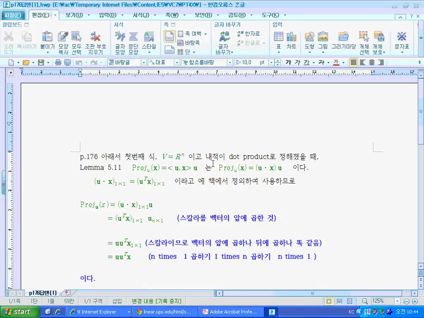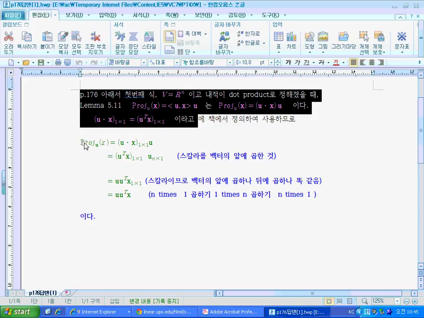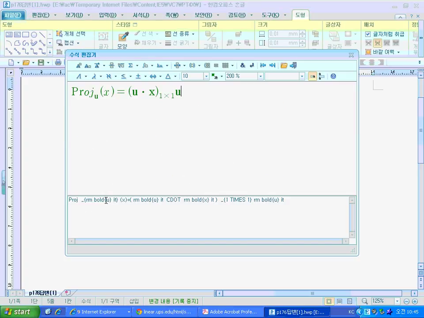So, in the last line of page 176 in our textbook, if in a vector space Rn you assume the inner product used is a dot product, then you know this can be written as this one. Then you will see this dot product, the product of this 1 by n vector and the n by 1 vector, is a 1 by 1 scalar. With this information, you will see the projection of vector x here. This should be Rm, bold x here.